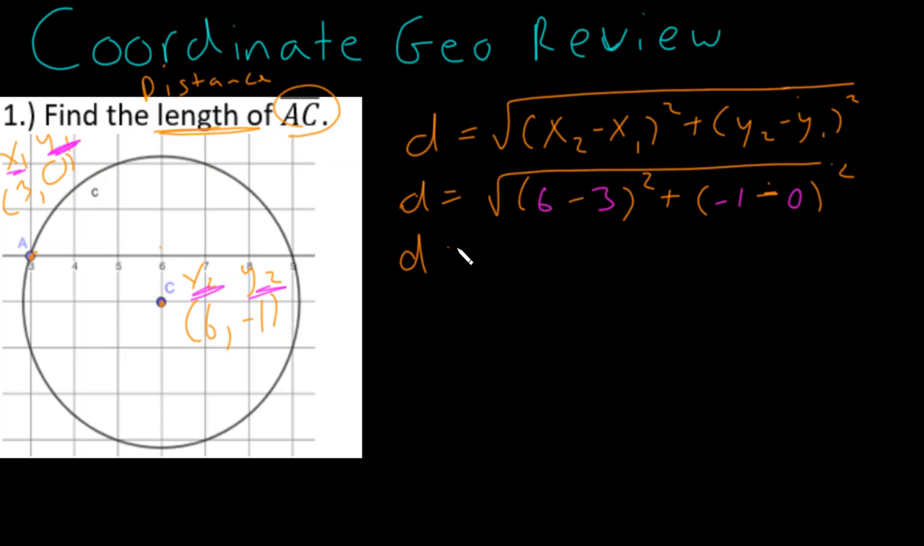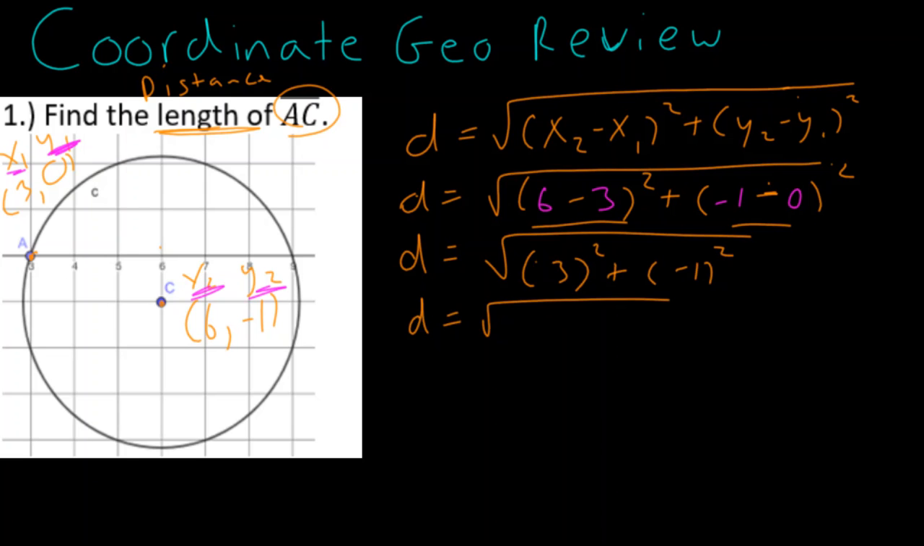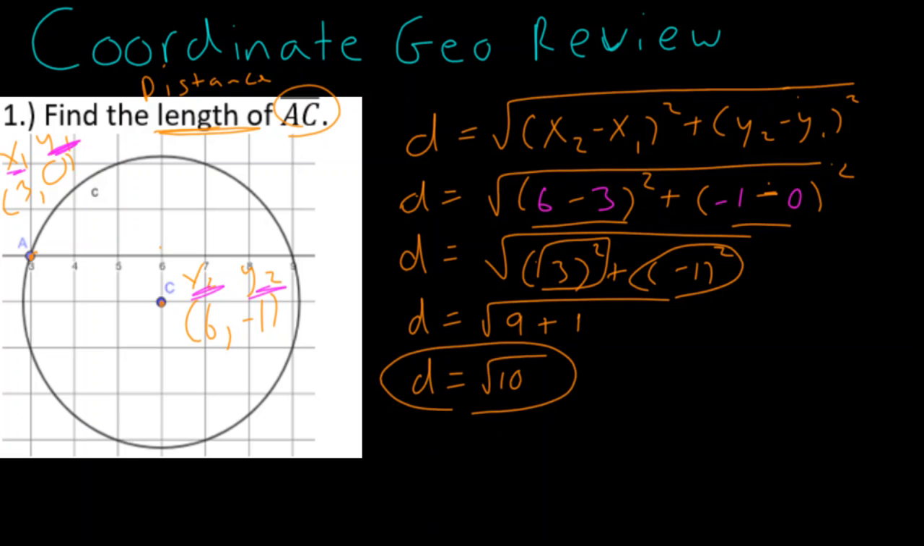Okay, so what does this look like in our next line? Well, of course, we do the easy things. We combine our terms inside the parentheses, and 6 minus 3 will, of course, give me 3 squared, plus, and negative 1 minus 0 will give me negative 1 squared. Here, I can say d is equal to the square root of, well, I know that 3 squared is really 3 times 3, which of course is 9, plus, and wait a second, well, what about negative 1 times negative 1? Well, negative times negative is a positive. And here we can say this: d is equal to the square root of 9 plus 1, which would of course be 10. d is equal to the square root of 10.